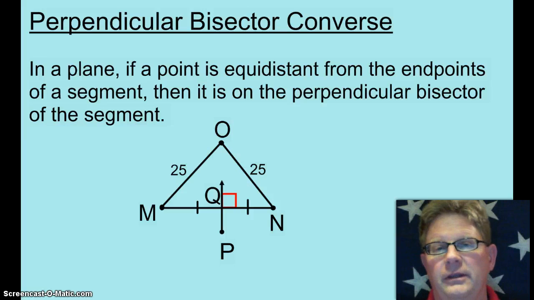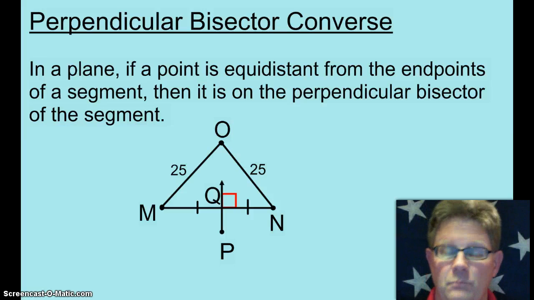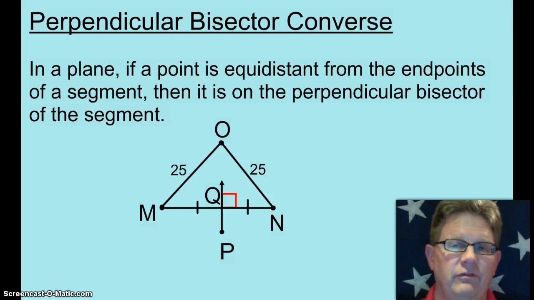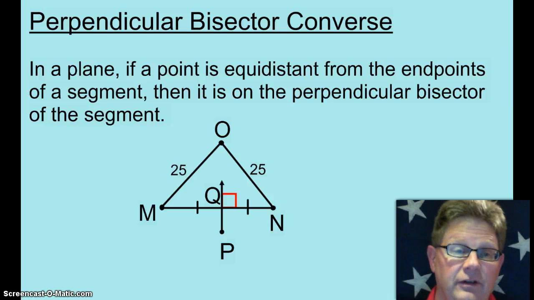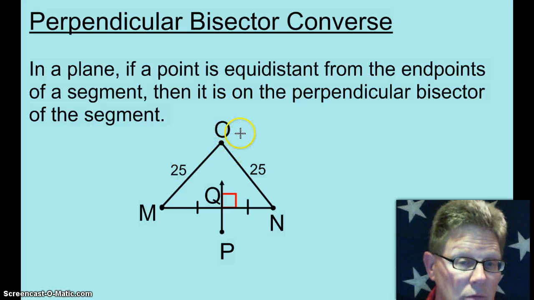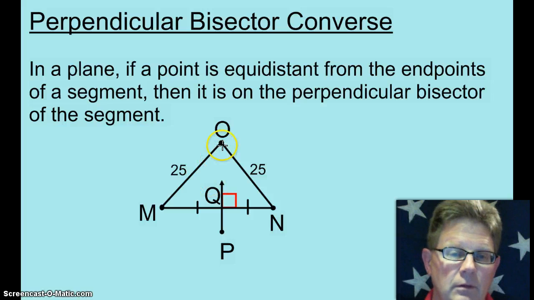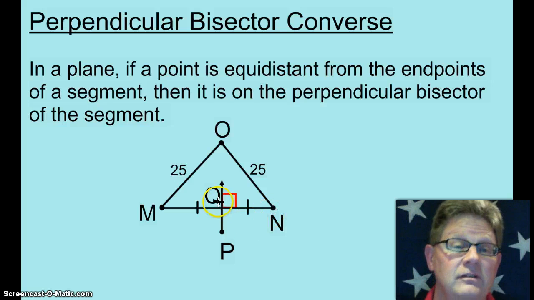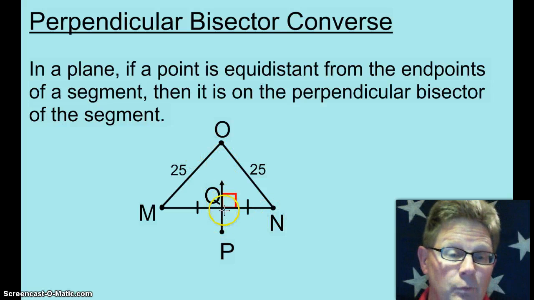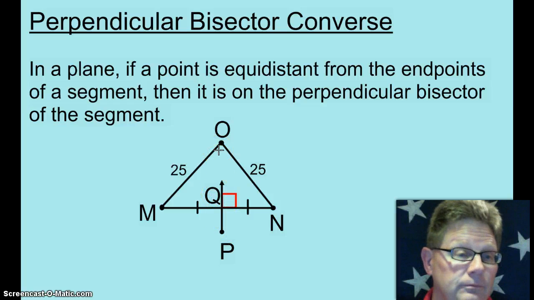Now, the perpendicular bisector converse says, in a plane, if a point is equidistant from the endpoints of a segment, then it has to lie on the perpendicular bisector of the segment. So here we have O that is equidistant from the endpoints of a segment. It's 25 units away from both M and N, so that means that O must be on this perpendicular bisector PQ. That's what the perpendicular bisector converse says.